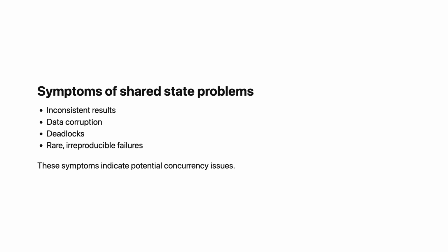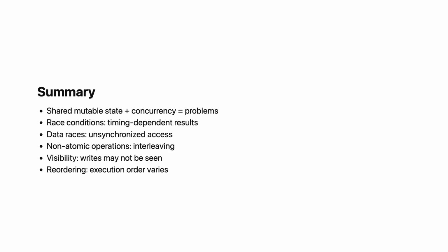Signs of shared state problems: inconsistent results. The same operation gives different outcomes. Corruption. Data structures end up in impossible states. Deadlocks. The program freezes. Threads wait for each other forever. Rare failures. Bugs that happen occasionally. Impossible to reproduce. If you see these symptoms in concurrent code, suspect shared state problems. Check every variable that multiple threads access.